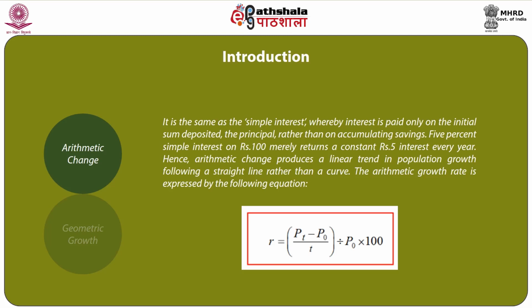The arithmetic growth rate is expressed with an equation, that is R is equal to Pt minus P naught divided by T, divided by P naught into 100.